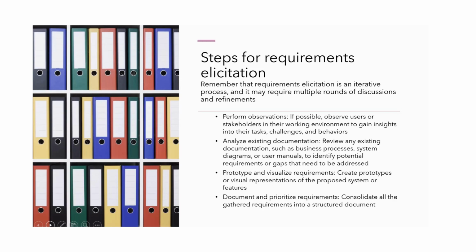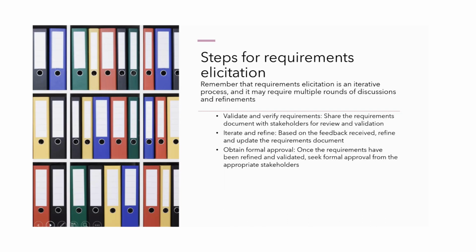Document and prioritize requirements. Consolidate all the gathered requirements into a structured document. Validate and verify requirements. Share the requirements document with stakeholders for review and validation. Iterate and refine. Based on the feedback received, refine and update the requirements document. Obtain formal approval. Once the requirements have been refined and validated, seek formal approval from the appropriate stakeholders.